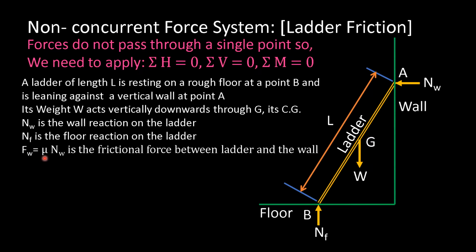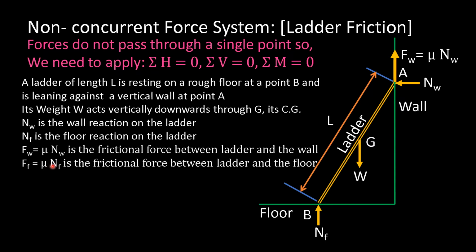Fw equals mu Nw is the frictional force between the ladder and the wall. Fw acts upwards along the wall because the top end of the ladder has tendency to slip down the wall. Ff equals mu Nf is the frictional force between the ladder and the floor. It is directed towards right because the bottom end of the ladder has tendency to slip towards left.